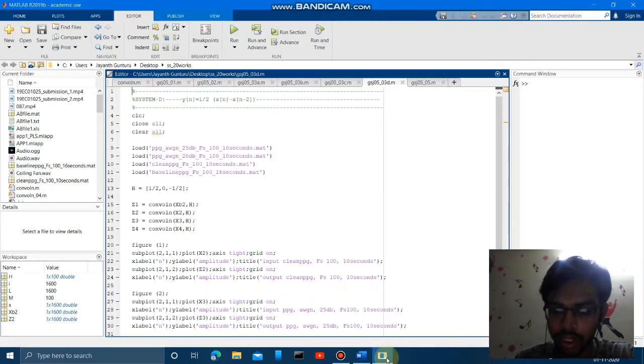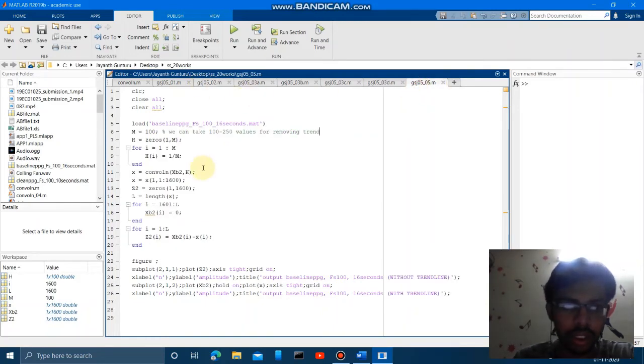In MATLAB, this is the loop for the impulse response of system B, doing the convolution like before. Here m equal to 100; we can also take it as 100 to 250 values for removing this trend. Also, I am doing zero padding for the input from 1601 to the convolution length. After this, I am using a loop to do the difference.